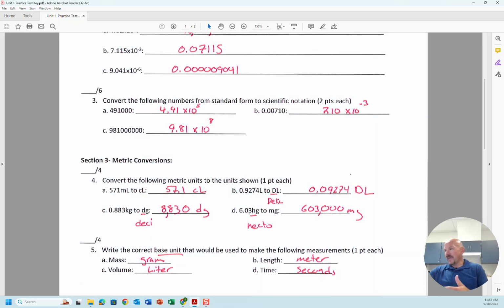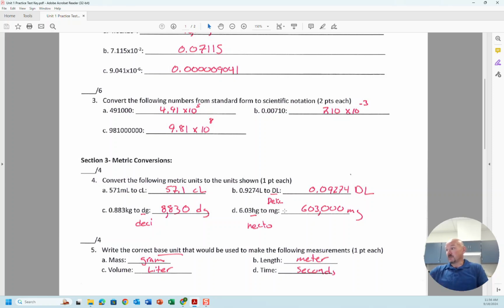And then I'll do this one again, because hecto is really not one that we're going to see a lot in chemistry, never. So hecto means 100. So you have 6.03 times 100 grams equals how many milligrams? So we're going from hecto to the base unit, grams, and then the base unit to the milli unit. So to go from hecto to the base unit, we multiply by 100 because there's 100 grams for 1 hectogram. And then from the base unit, grams, to milligrams, we multiply by 1,000 because there's 1,000 milligrams in 1 gram. So we'll multiply by 100 and then we'll multiply by 1,000.